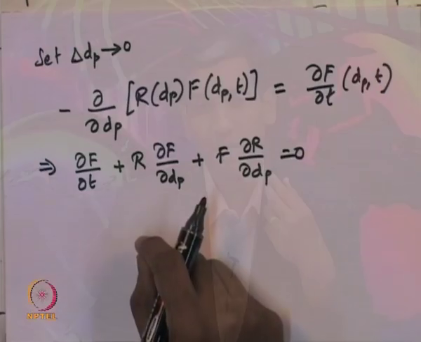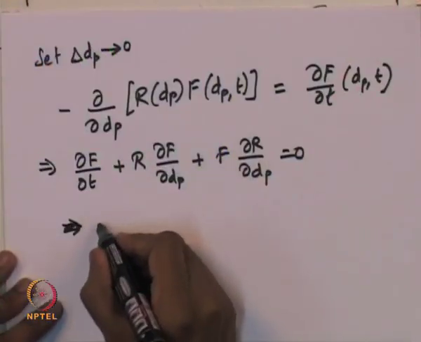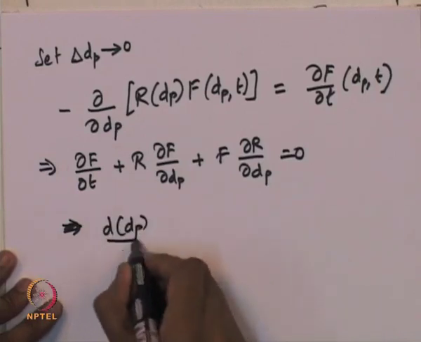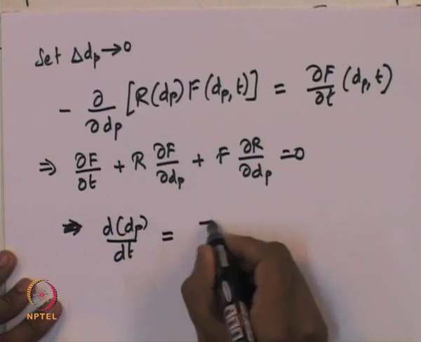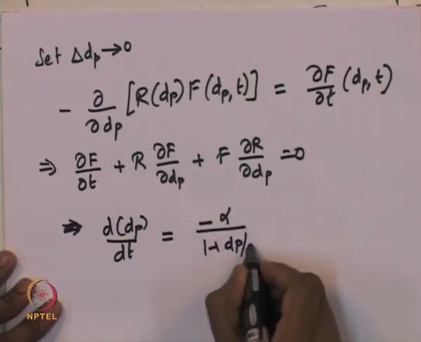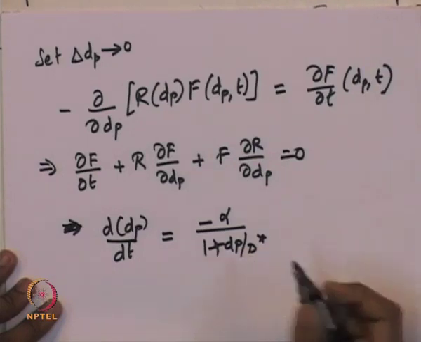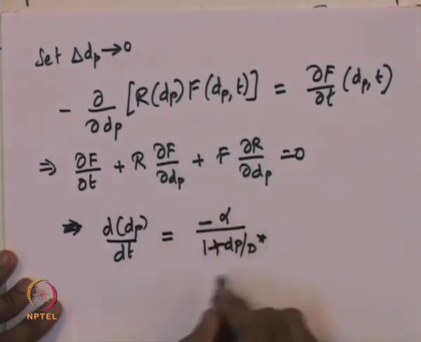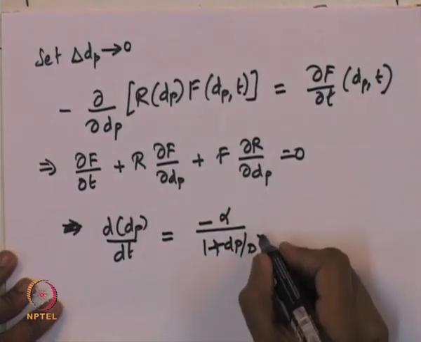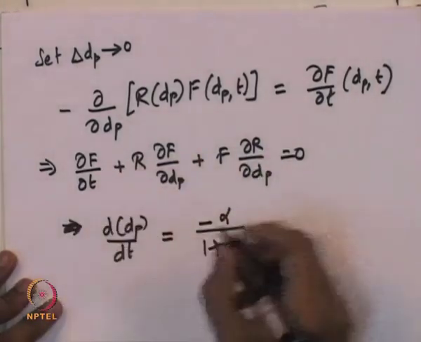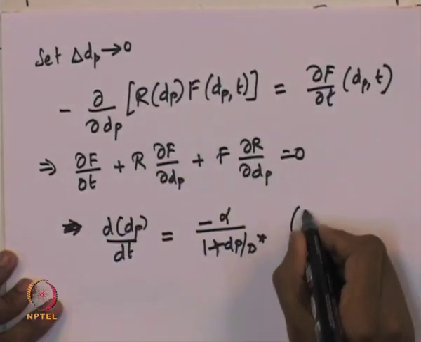In the earlier case, where the particles were monodispersed, we found the growth rate. So, for every particle of a certain size, that expression can be used as the growth rate of the particle of that particular size. Therefore, d dp by dt should be equal to minus alpha by 1 plus dp by d star. That is the rate at which the monodispersed particles are growing. Plugging that into the population balance, we will find the result, so this is for the monodispersed case.